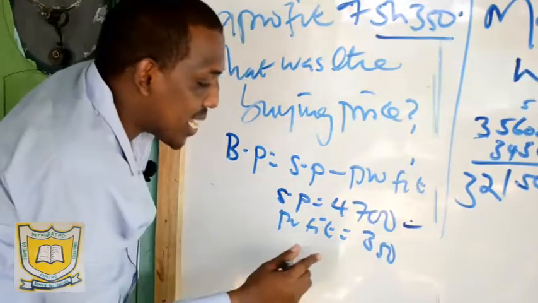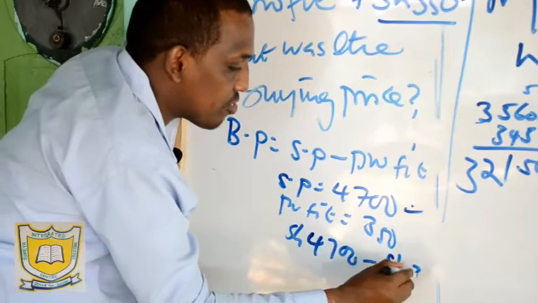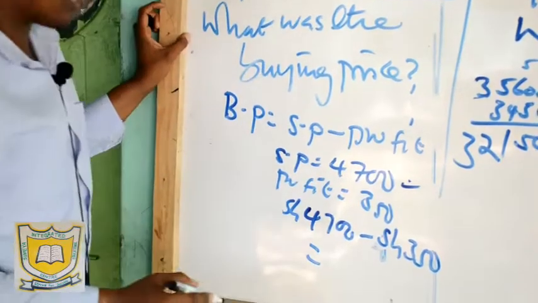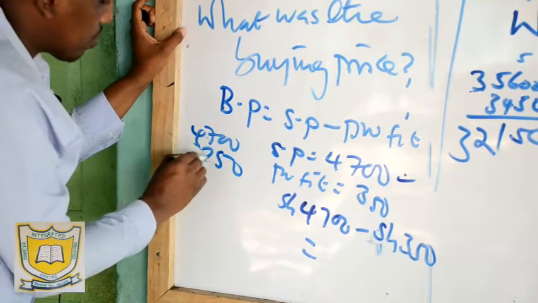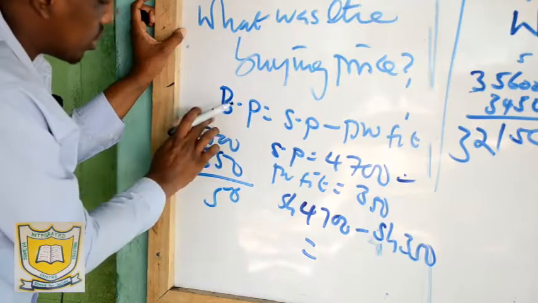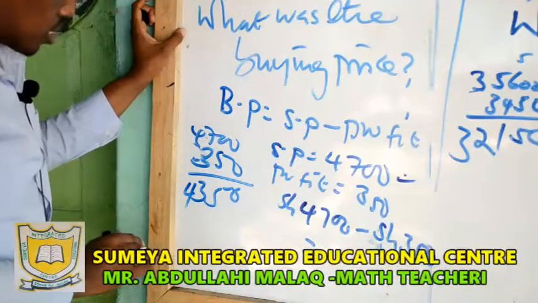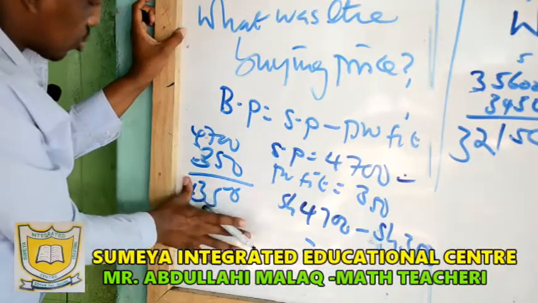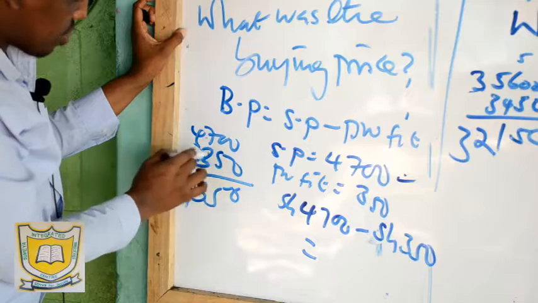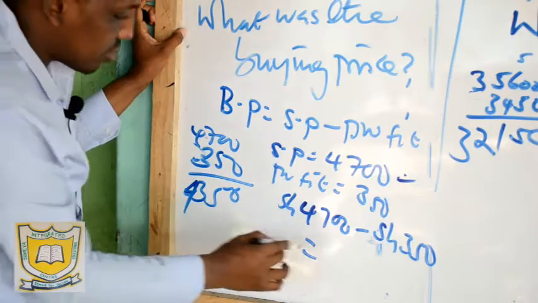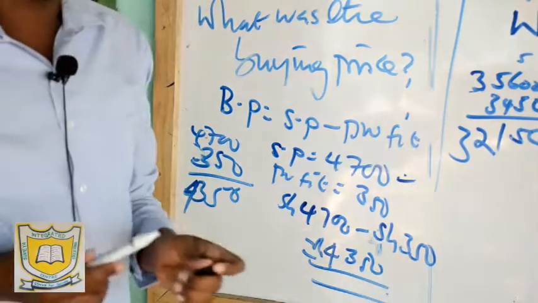So buying price equals the selling price, which is shillings 4,700, minus shillings 350. So we subtract now: 4,700 minus 350. 0 minus 0 is 0, 0 minus 5, here remains with 5. 6 minus 3 is 3. Here remains with 4. So 4,700 minus shillings 350 gives 4,350. He got 4,350 shillings. That was the buying price.